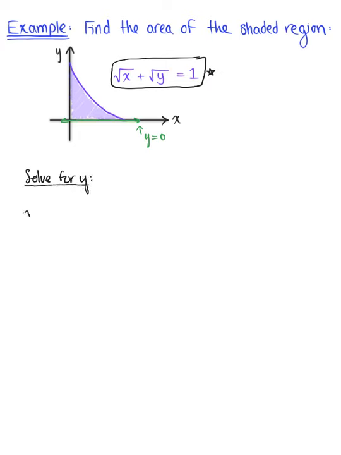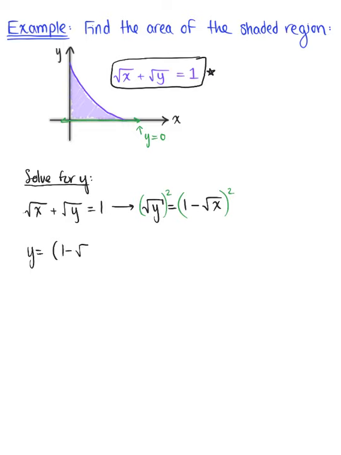So we have the square root of x plus the square root of y is equal to 1, and we can subtract the square root of x from both sides, and we have the square root of y equals 1 minus the square root of x. So then to solve for y, we need to square both sides of the equation, which leaves us with y is equal to 1 minus the square root of x multiplied by 1 minus the square root of x.